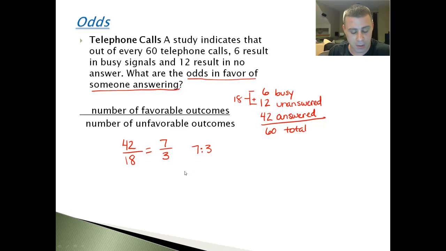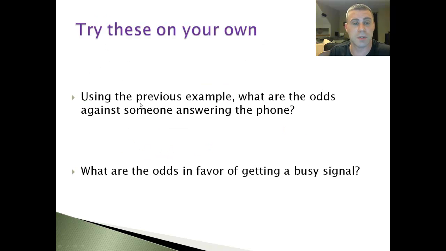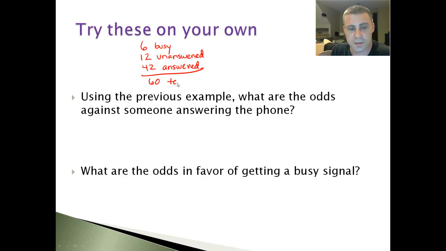Okay? Hopefully you understand that, because we're going to give you a chance to show off what you know. So you're going to try these on your own using the previous example, and I'll put that information up there for you again. There were 6 busy signals, 12 unanswered calls, 42 answered calls, and 60 total calls. So using that information, what are the odds against someone answering the phone?